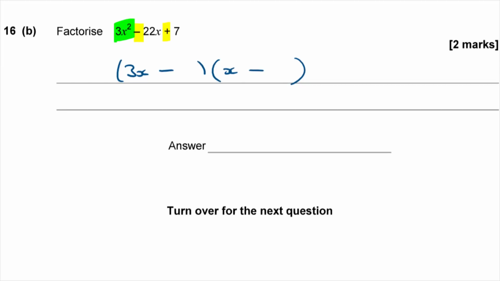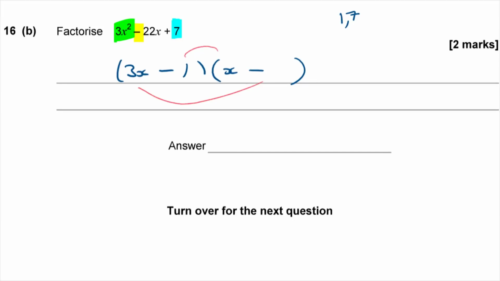And then finally, looking at the number on the end there, that's 7. 7's prime, it's only got one factor pair, which is 1 and 7. So which way around do they go in? I can either put the 7 here and the 1 here, but that would give me minus 3x minus 7x, which gives minus 10x in the middle, which is not what I want. So it's got to be the other way around.